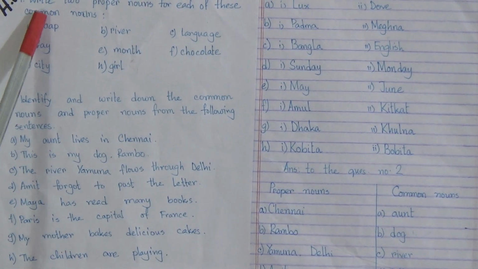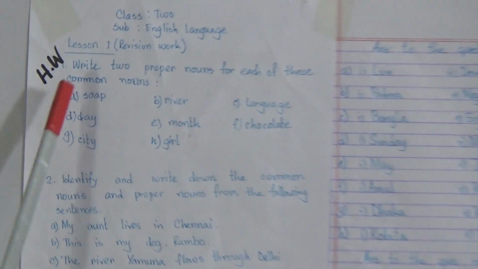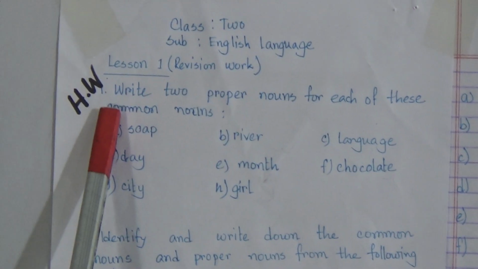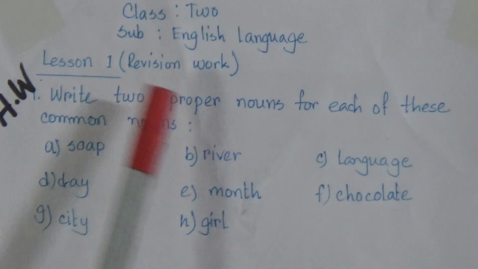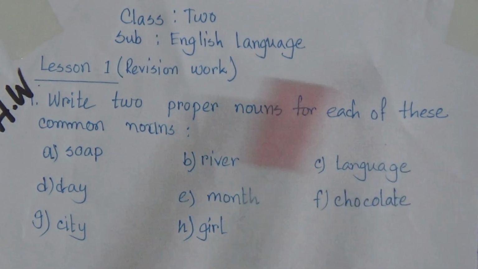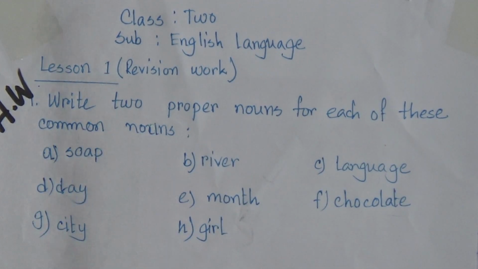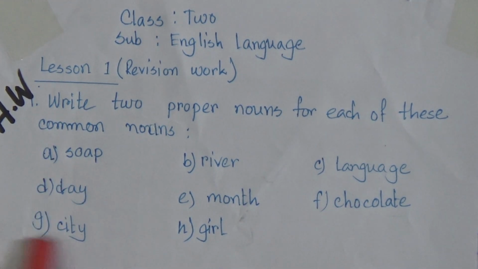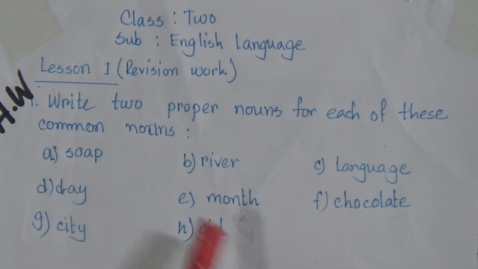Now see, here I have prepared a question for lesson 1 from your Enjoying Grammar book 2. See the question number 1. Here it is said, write 2 proper nouns for each of these common nouns. And 8 words are given here to write the answers. This will be your SW. Okay, see how you will answer?